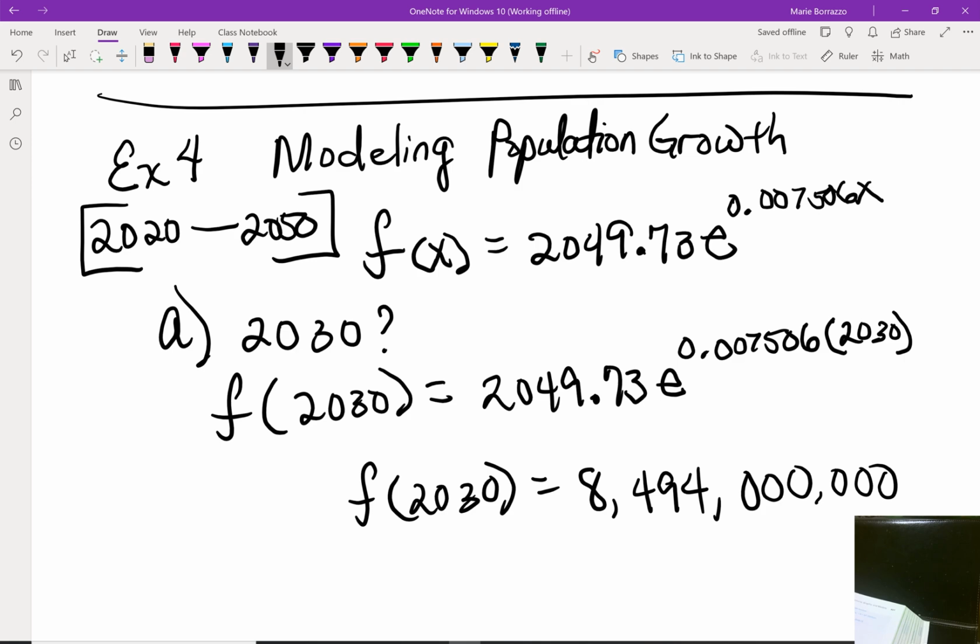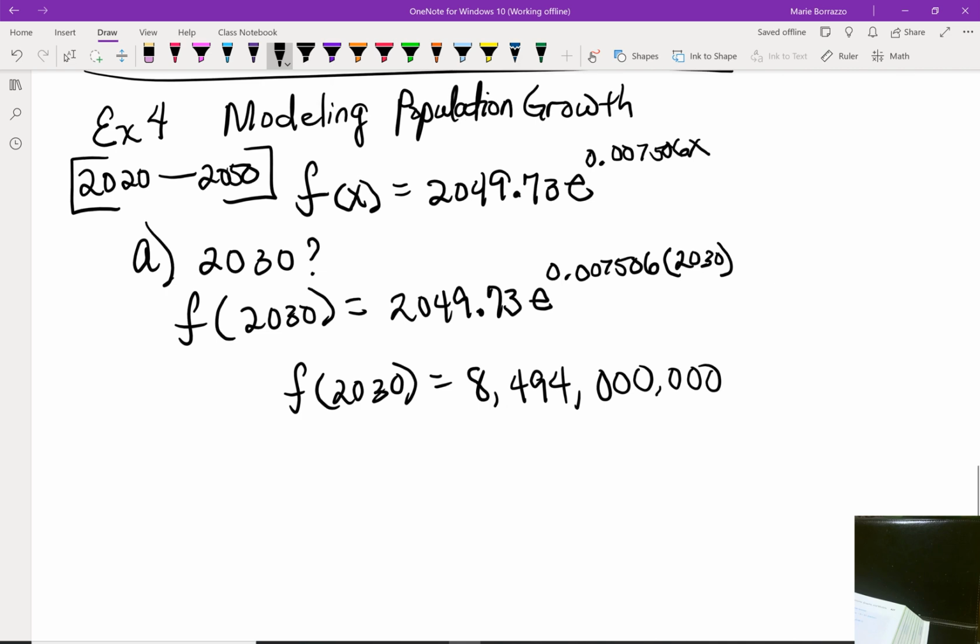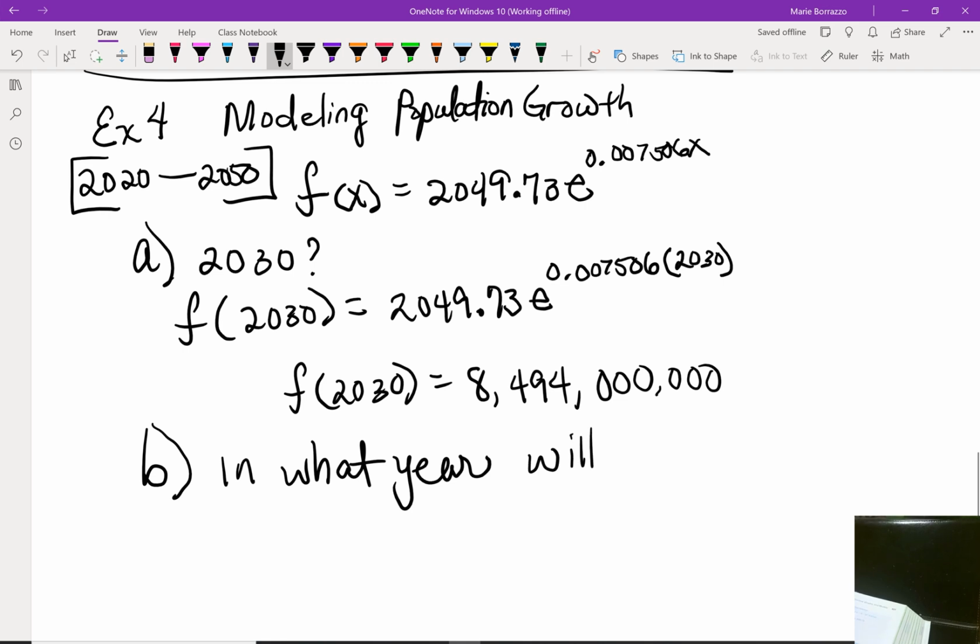Now, in part B, they reverse the script on you. In part B, they tell you, based on the model, in what year will the population reach...?